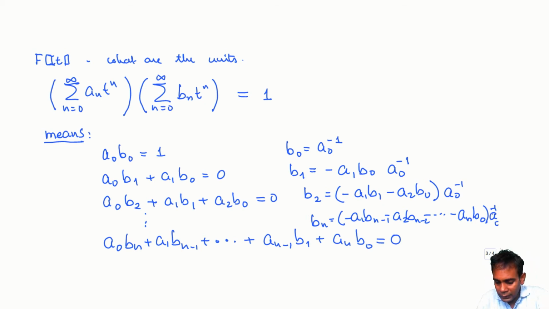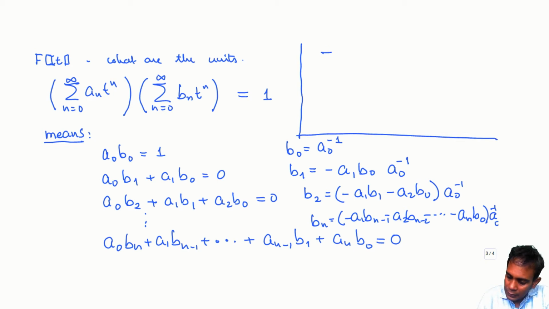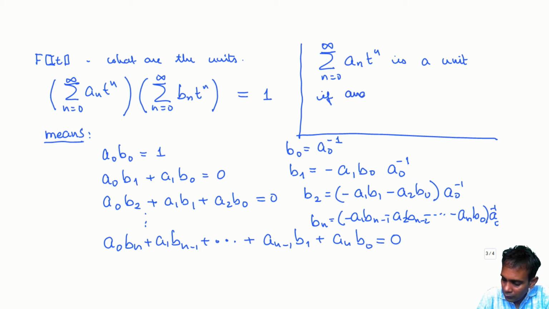So what this tells us is that if sum an t to the n is a unit, then a0 must be non-zero, and moreover, if a0 is non-zero, this gives us an algorithm to compute the multiplicative inverse of sum an t to the n. So what we have shown is that sum an t to the n, n goes from 0 to infinity, is a unit if and only if a0 is not equal to 0.